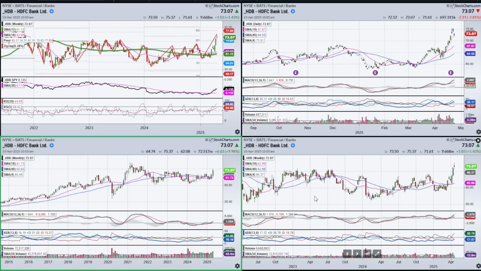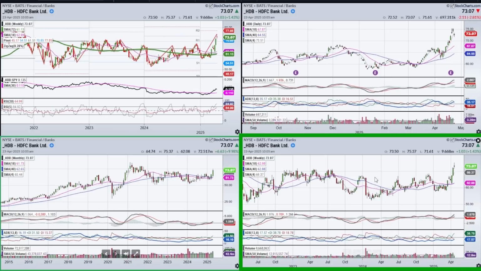Let's look at something like HDB. Now, I talk about these foreign country stocks, right? Well, this is out of India. Look at the base formation, the breakout that's taking place. And we're starting to get a little bit of pullback. It should have a decent amount of support at 70. I think this is pretty attractive from that standpoint.